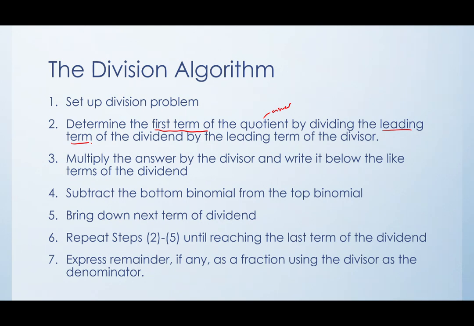So whatever that is, it's the first part of your answer. Then you're going to multiply that by the divisor and write it below the like terms in the dividend. Do the subtraction. This is really just like what we did with dividing 247 by 3, right? Bring down the next term of the dividend. Repeat your steps 2 through 5 until you get to the last term of the dividend, and then you express your remainder. So since we're at the 5.5 minute mark, let's pause this and we're going to start with some examples in the next videos.